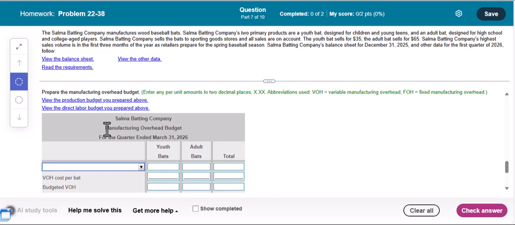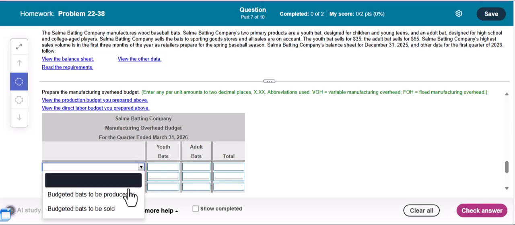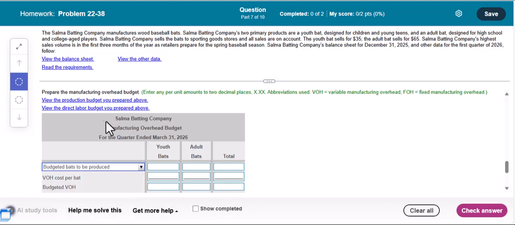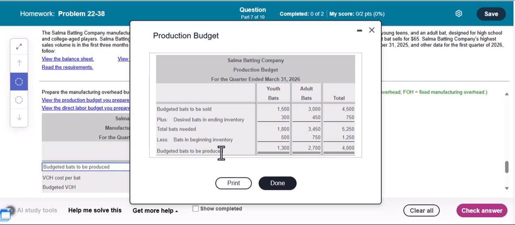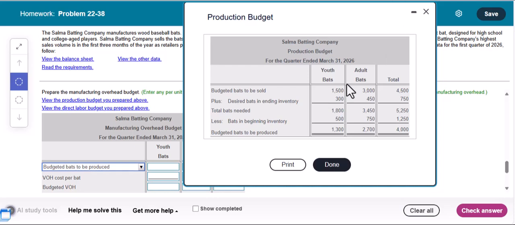So now let's get started on our manufacturing overhead budget. The first thing we need to know is our budgeted batts to be produced in this field here. And those are in the production budget. So budgeted batts to be produced right down here for the 1,300 for the youth batts, 2,700 for adult batts, for a total of 4,000 batts. Make sure you're looking at produced and not sold. That's very important here.